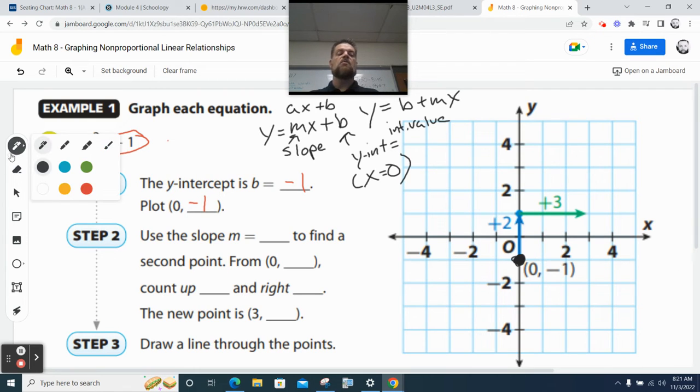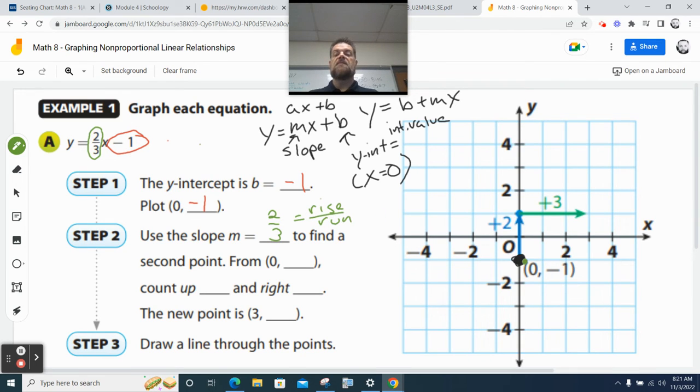Then it says, what's the slope? Yeah, it's 2/3. It's the number in front of the x, so it's 2/3. Now, I heard somebody earlier blurt out that that is the rise over run. So from that point, I'm going to go up 2 and over 3, and I'm going to plot a point here, okay? So I go up 2, because that's my rise, and over 3, and I put a point right there.